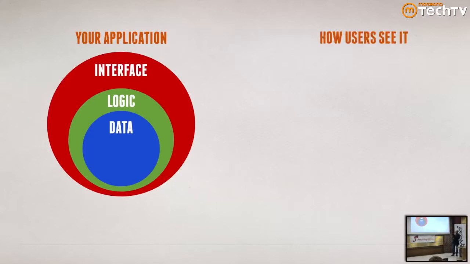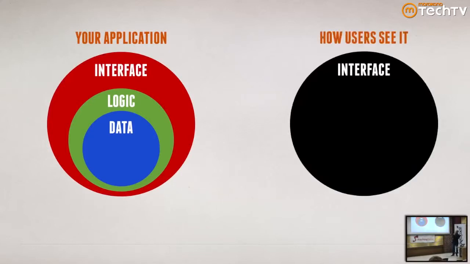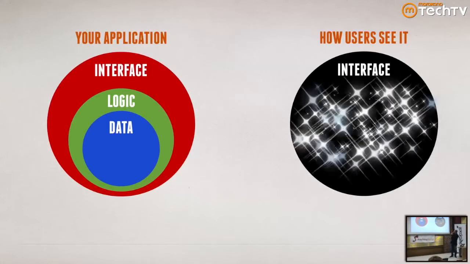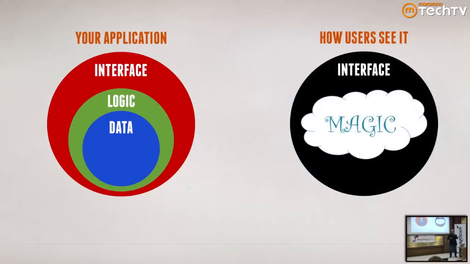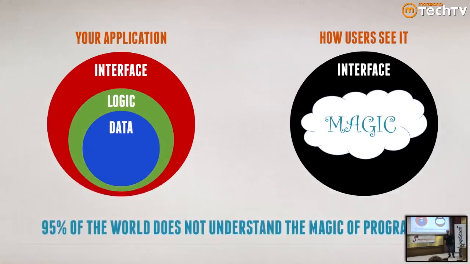Well, how a user sees it is they see an interface, and Jeff Raskin, who kind of invented the Apple Macintosh project, said that as far as the user is concerned, the interface is the product, right? Because they see an interface, and then they see magic somewhere inside it, right? So 95% of the world does not understand how programming works and does not care. Probably more than that. So keep that in mind when you're designing for human consumption.